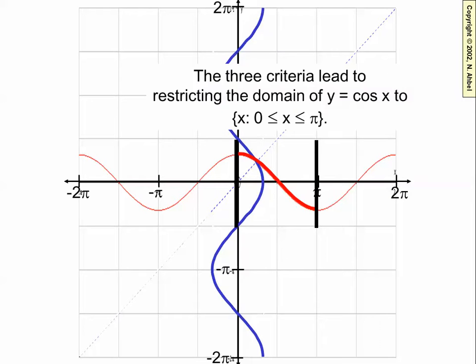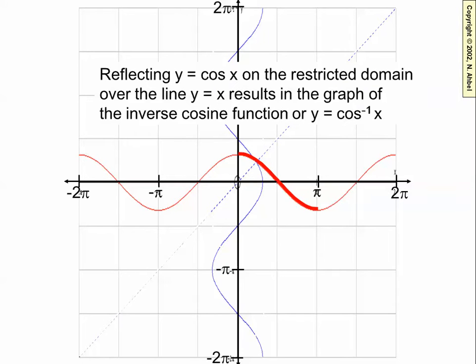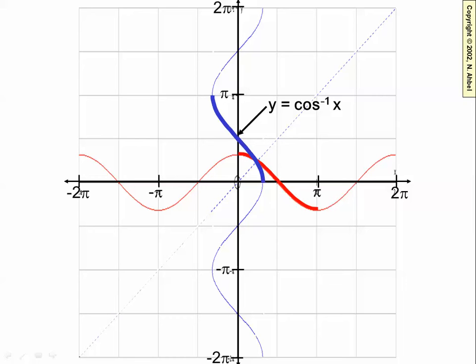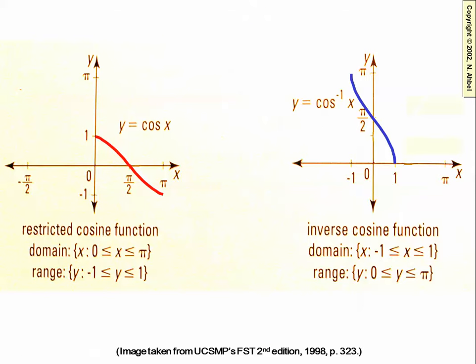So this portion of the graph right here is the only one that satisfies the three criteria. So we call that y equals cosine of x on the restricted domain. Reflecting y equals the cosine of x on the restricted domain over the line y equals x results in the graph of the inverse cosine function, or y equals inverse cosine of x. When we reflect red, we get blue, and that is the graph of y equals the inverse cosine of x.